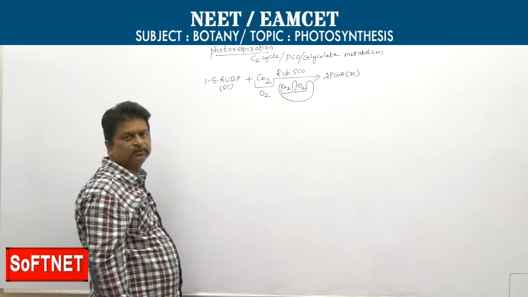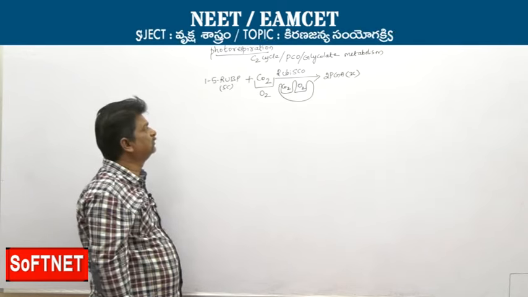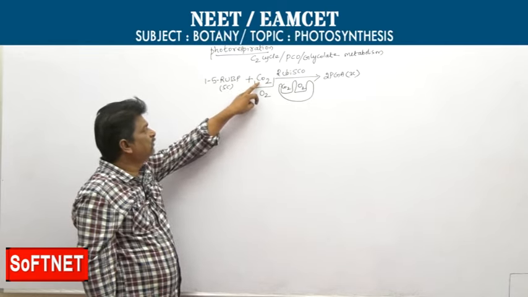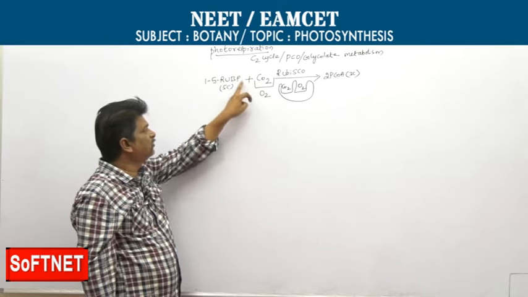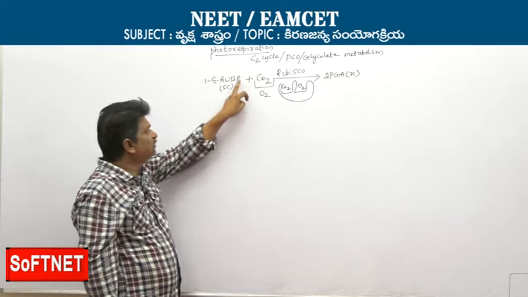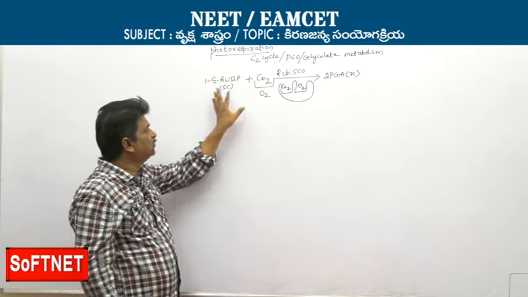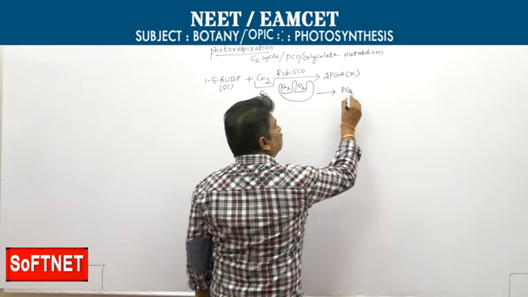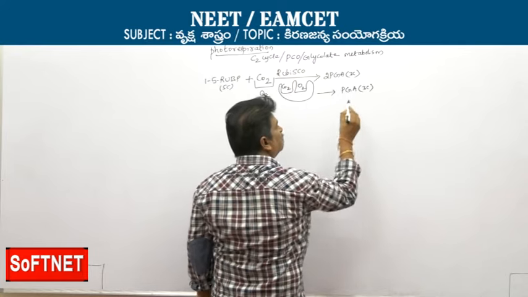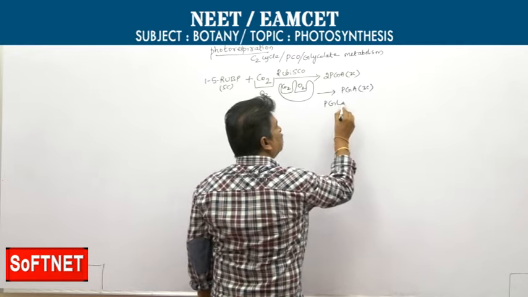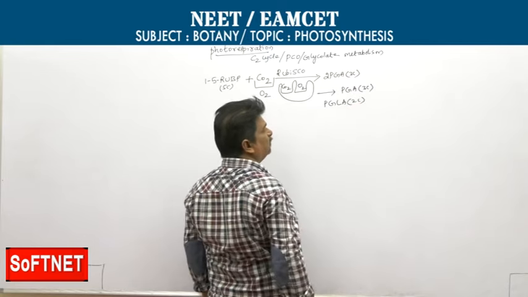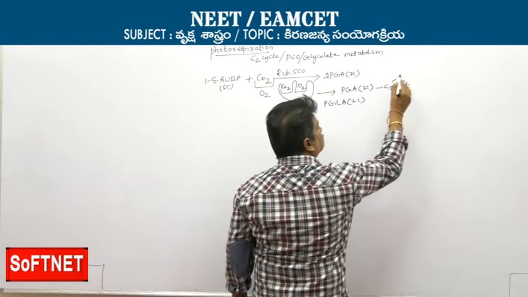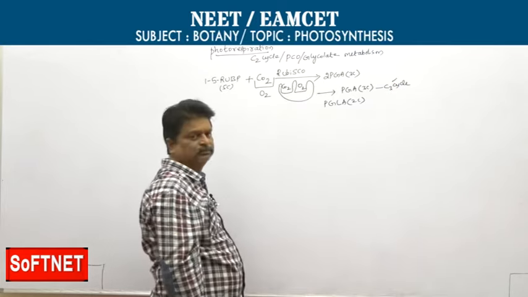But the point is, if oxygen amount is more, that enzyme acts as oxygenase. Once this enzyme acts as oxygenase, instead of carbon dioxide, this enzyme fixes oxygen. If this enzyme fixes oxygen, RuBP has only 5 carbons and it forms 1 molecule of phosphoglyceric acid and 1 molecule of phosphoglycolic acid. And this phosphoglyceric acid participates in C3 cycle.